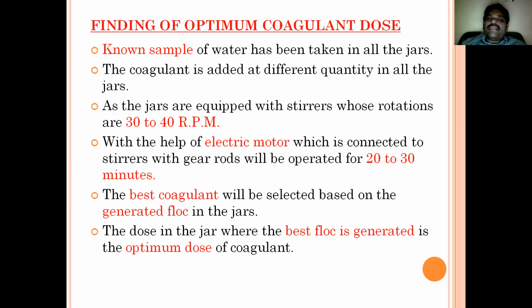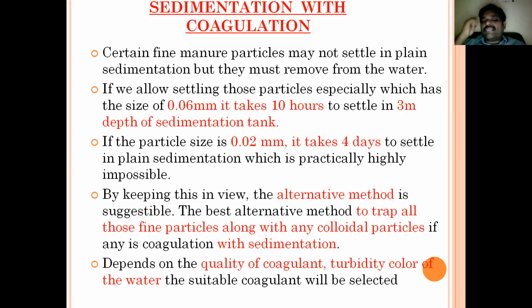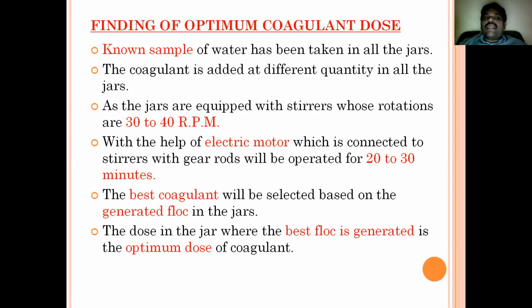So here is sedimentation with coagulation. Why are we discussing this? Because the fine colloidal particles may not settle at the bottom. That is the reason we should go for an alternative method, that is nothing but adding coagulants. How are we adding coagulants? The quantity: how can we define, how can we achieve, how can we know the amount of coagulant that has to be added to the water?